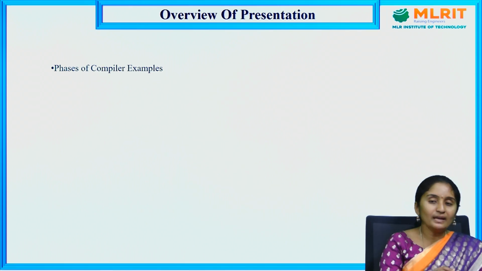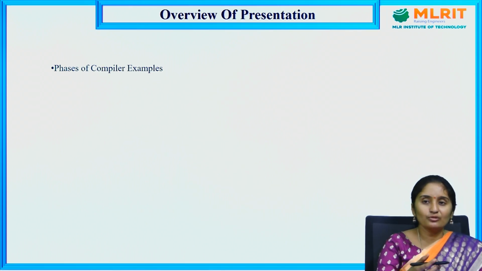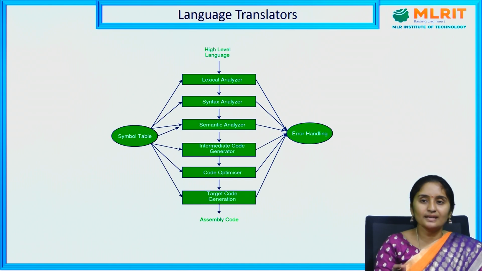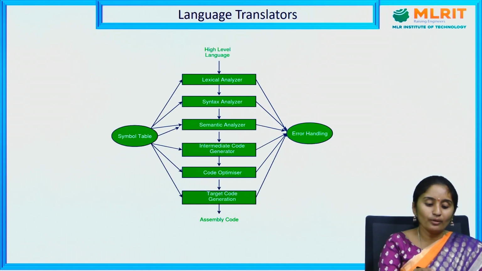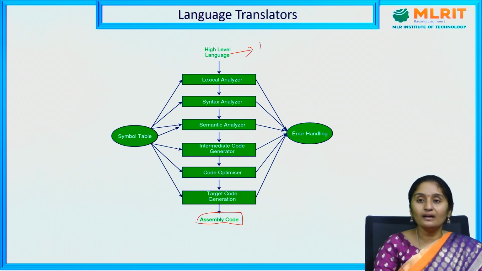So, what are the examples we are going to see to compile a source program into the machine language? There are 6 phases which we have discussed. We are going to take one example of a source program, a high level language, and see what each phase generates and gives back to the next phase, and finally it generates the assembly code. So let us see the examples.